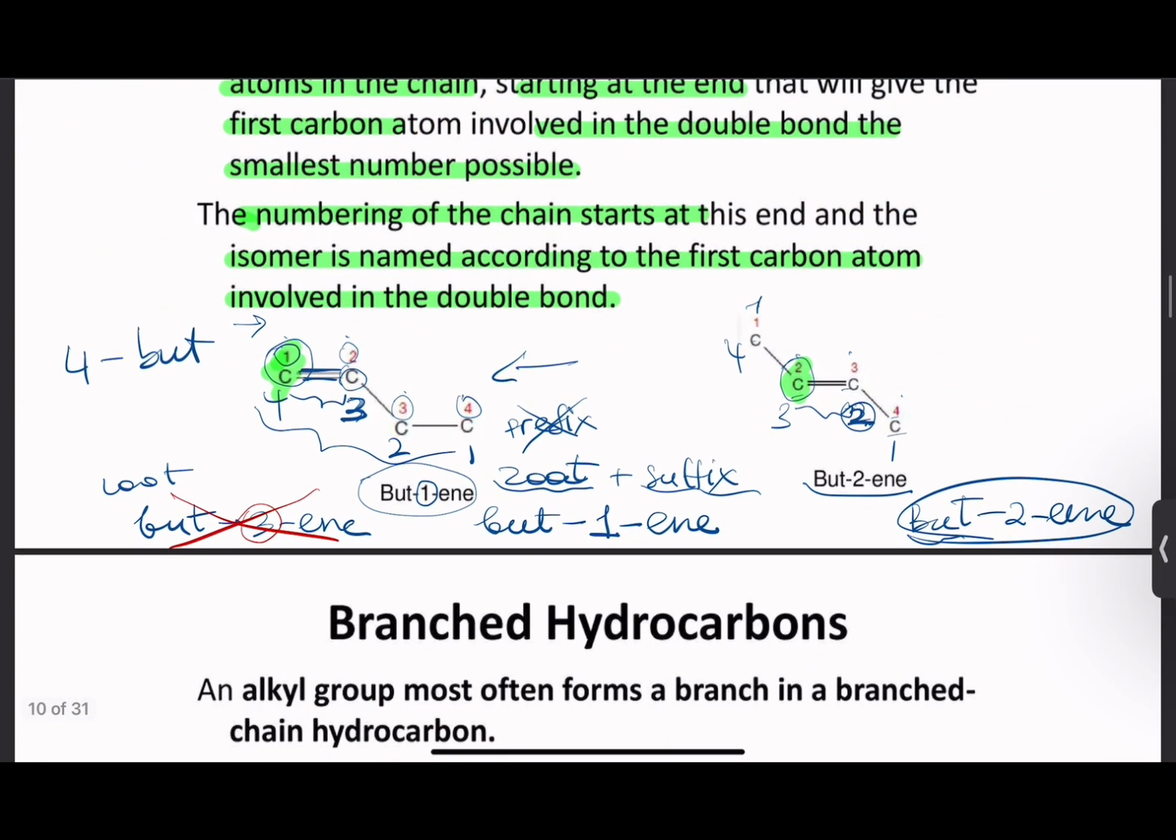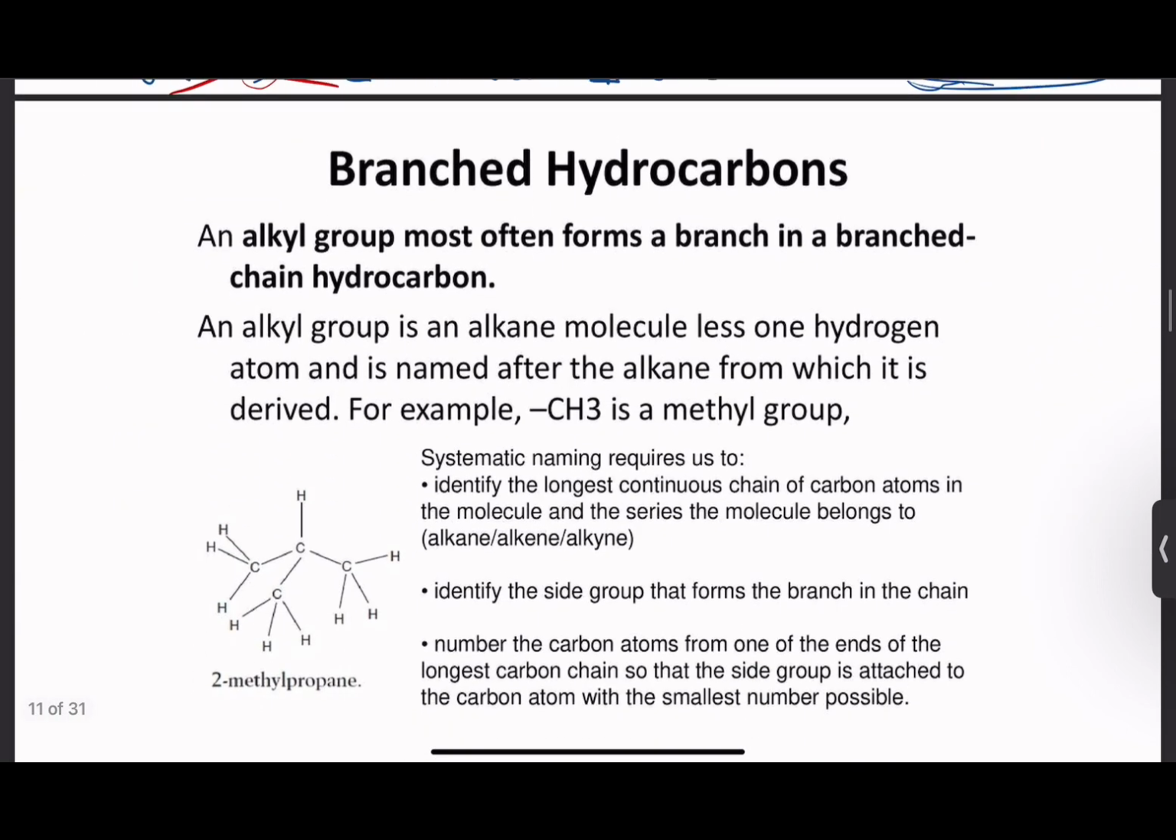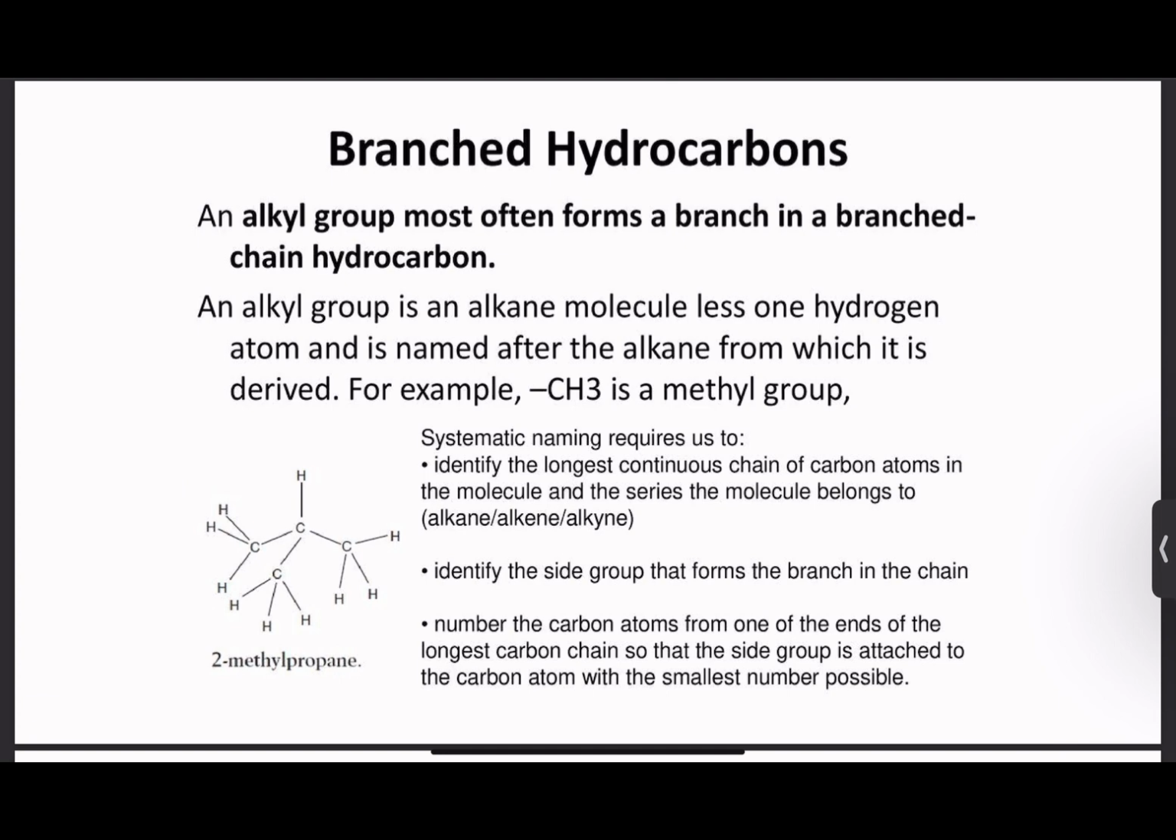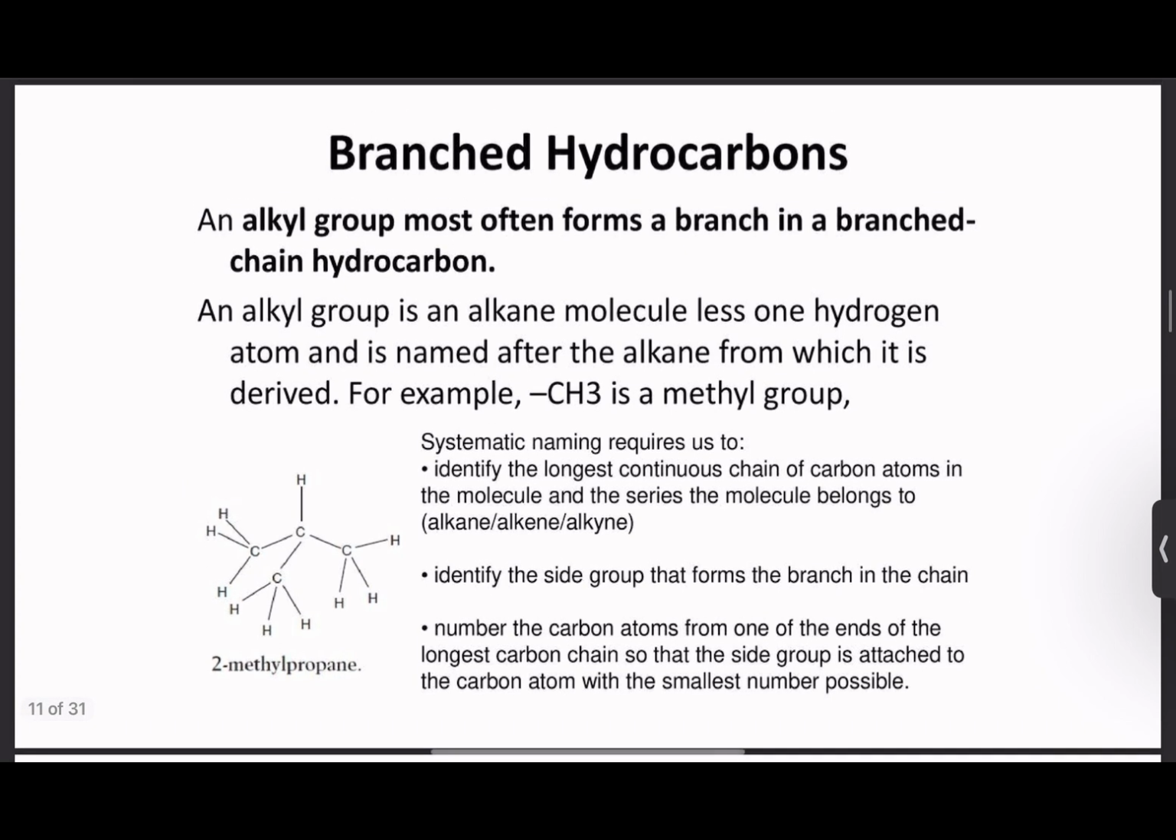So if it's not clear at this point, don't worry about it. We're going to do more examples and it's going to become clear. So, branched hydrocarbons. Now we're going to talk about the branching. You remember in the previous slide we discussed root plus suffix, but we didn't discuss any prefix, right? But this time we're going to talk about prefix, which has to do with branches. Okay? The branch, an alkyl group, most often forms a branch in a branched chain hydrocarbon.